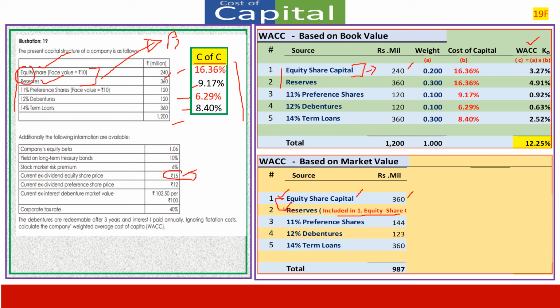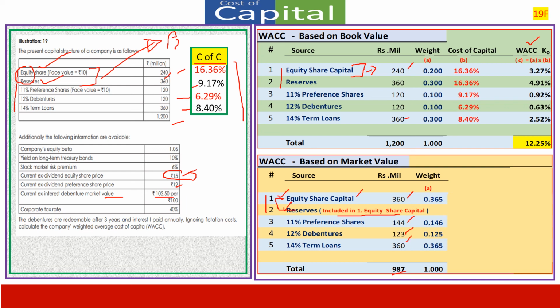Then we have got preference shares 12, and here the preference share was 10, means 12 into 12, 120 becomes 144. Debentures: market value is 102.5, at 100 is 120, another 2.5, it becomes 123. And term loans, they have no marketable separate rates, it continues at the same. Here the point to be noted is one indication of rate for equity plus reserves. There is no separate rates. With that, the market value is 987.